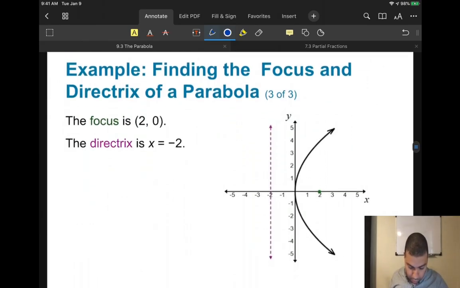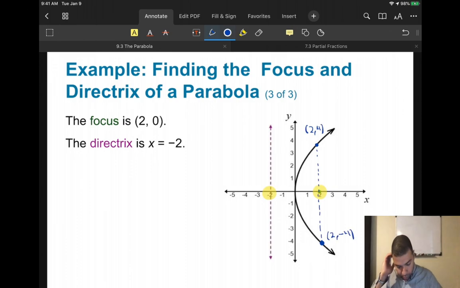So that's what I do here, right? I have my focus. I have the directrix. I have these 2 points. And I recommend that when you graph your parabola, you add a label to these points here, right? So this is (2, 4) and (2, -4). Because you can see if I'm lazy or not very accurate in drawing my line, this is not going to look very aligned to 4 to -4. So it's always a good idea to label your points.